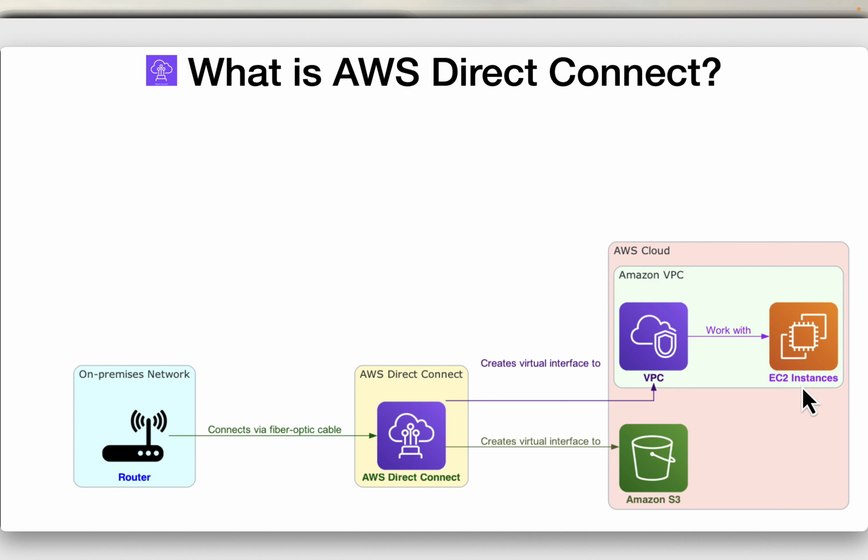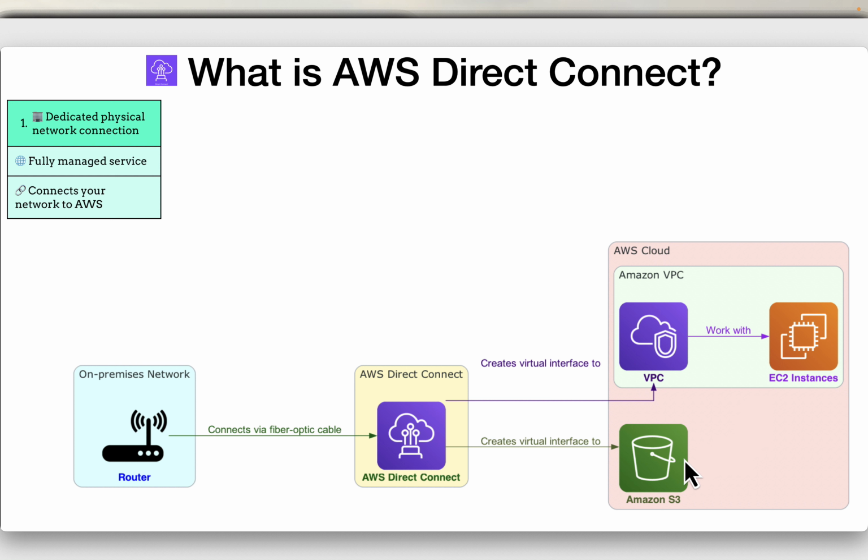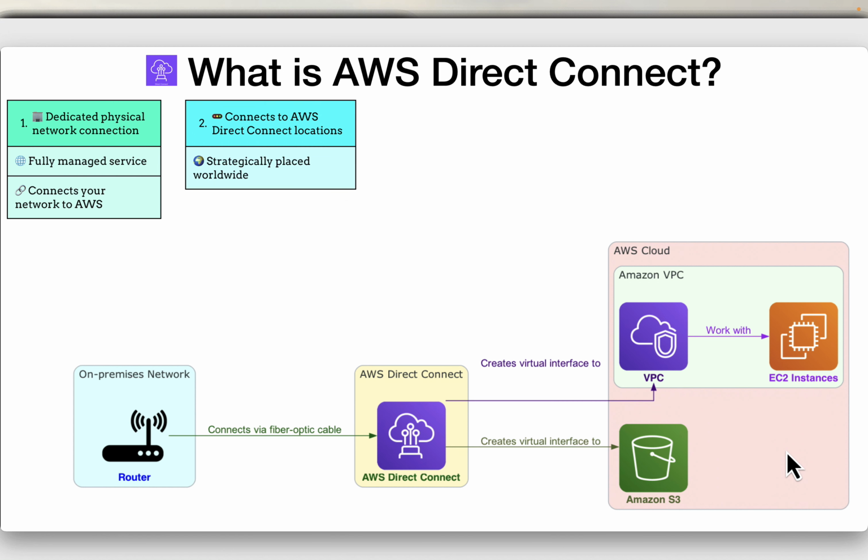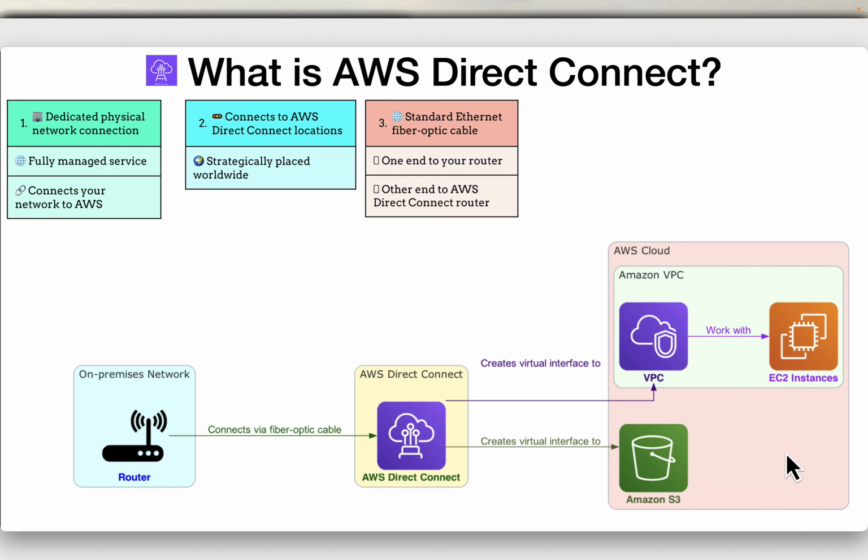So what is AWS Direct Connect? AWS Direct Connect is a fully managed service that allows you to establish a dedicated physical network connection between your on-premises network or data center and AWS. The service enables you to connect your network to one of the AWS Direct Connect locations strategically placed around the world. The connection is made using a standard Ethernet fiber optic cable with one end connected to your router and the other to an AWS Direct Connect router.